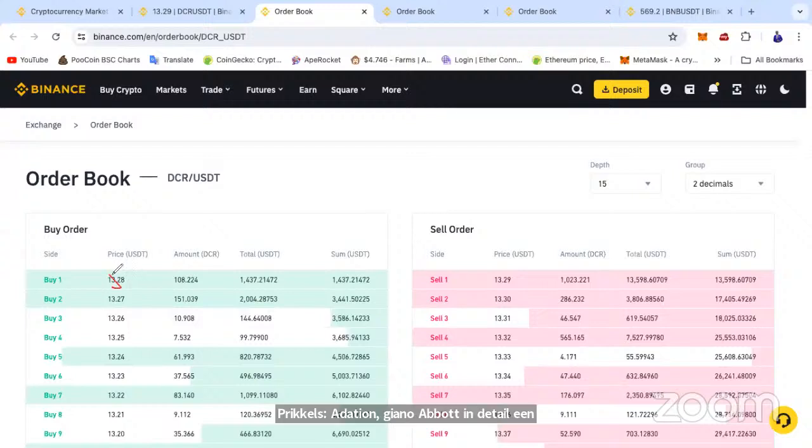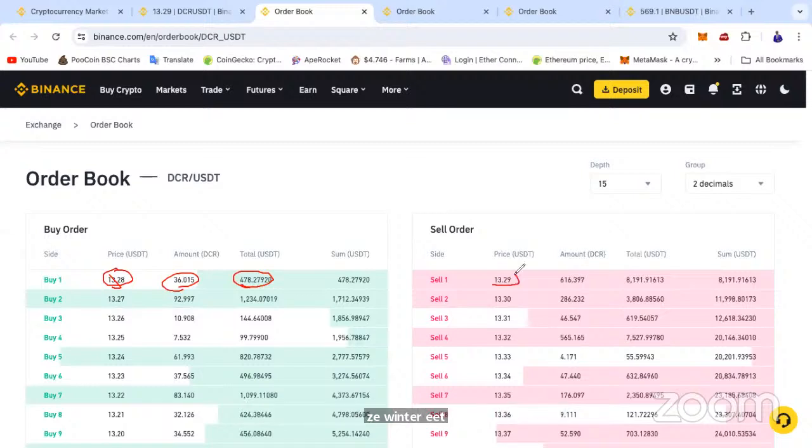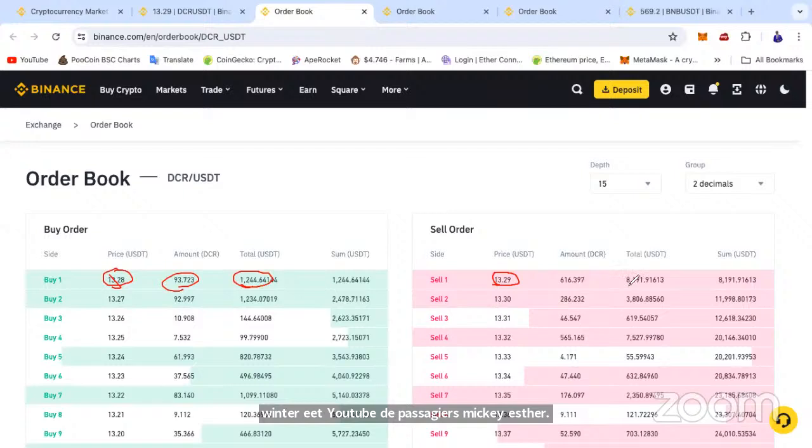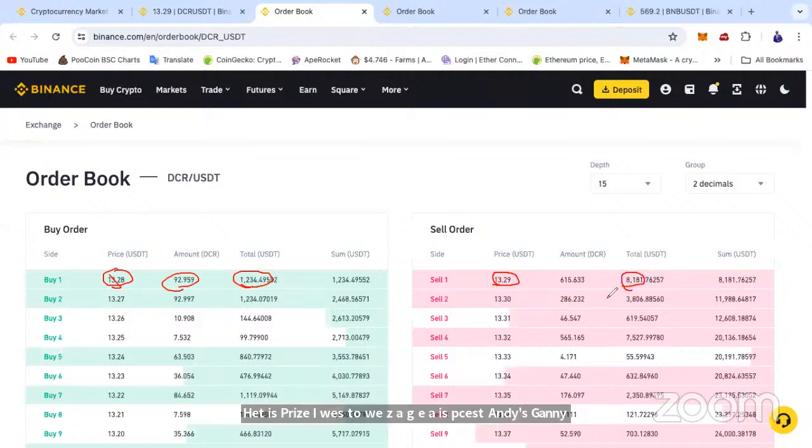This is the buy order. This one is pressing in an order at a price of 13.28 with 36 DRS coins. You see that the person is making a sale at this price. He wants to sell at this price and is coming in with 8,198.